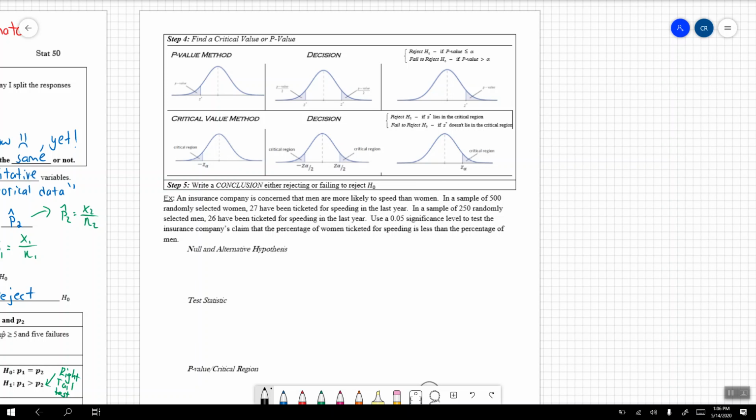Again, both of these methods are exactly the same. One method, the p-value method, just uses the comparison of areas, these shaded portions, whereas the critical value method just uses a comparison of the z-values. Again, they're both the exact same method, but they just use different comparisons. One talks about area, the other one talks about the z-values.